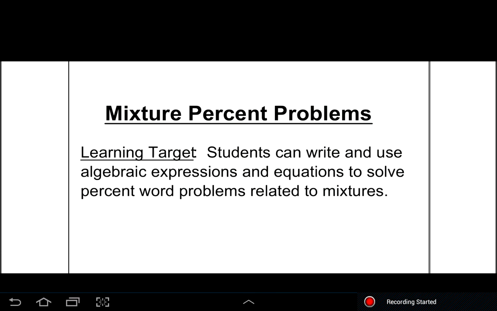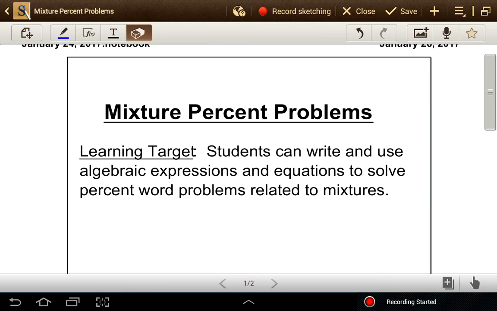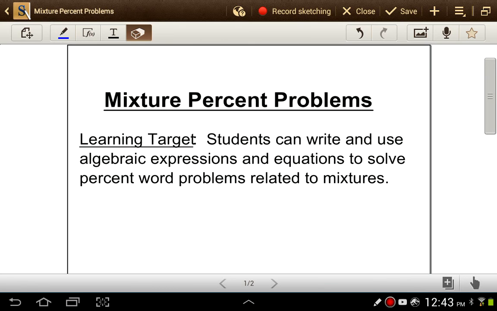And welcome to our mixture percent problems lesson. Our learning target is that you can write and use algebraic expressions and equations to solve percent word problems related to mixtures. We have two examples today, so let's go over them.